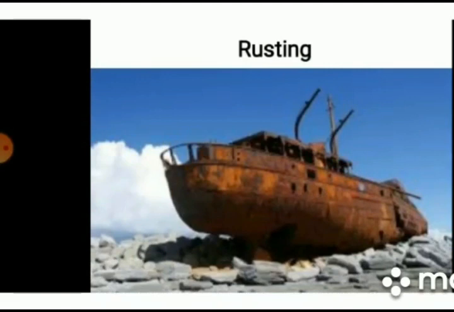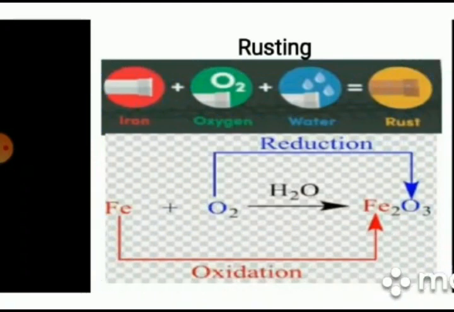Number 1 is rusting. Rusting is the process in which a brownish substance, iron oxide or rust, is formed when iron reacts with oxygen in the presence of water. Rusting cannot take place without the presence of oxygen, as we can see in the chemical equation.